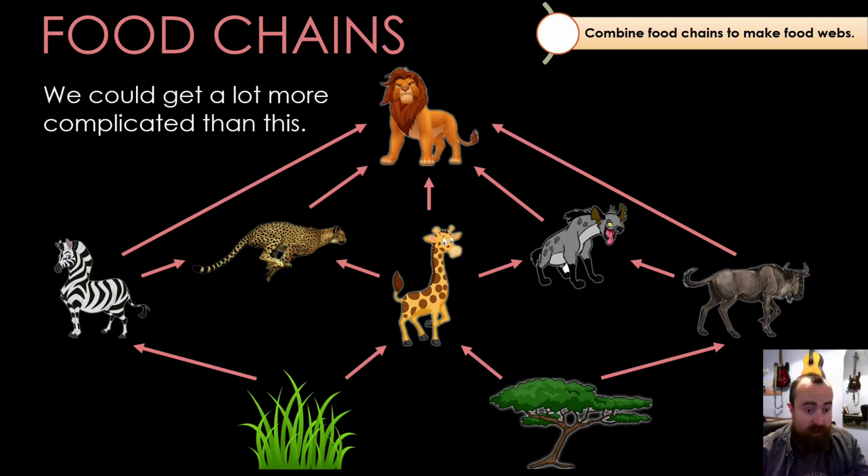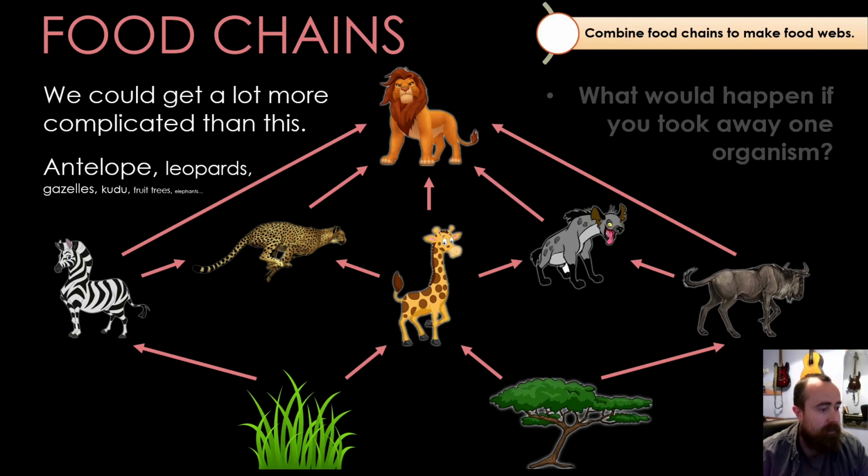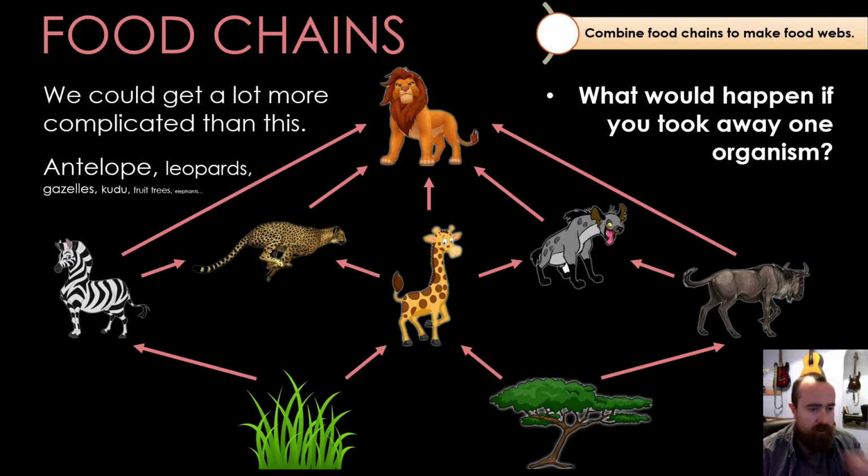So we can even get more complicated than this if we really want to. We could start including things like antelopes or leopards or gazelles or kudu. Have fruit trees, we could have elephants, have all sorts of things going on. We won't do that right now, but you need to be aware that it can get a lot more complicated than this.